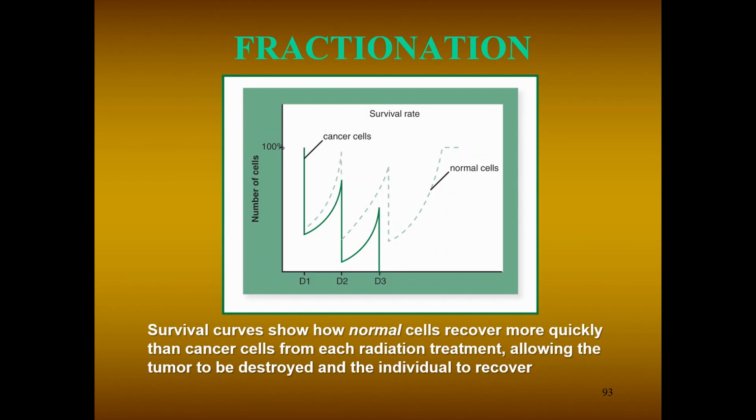The cancer cells do not recover as quickly as the normal cells, and then you do another dose. The cancer cells decrease so much that they're not on the map anymore, so they're all gone, and the normal cells are not all gone, and they can regenerate. So the survival curve shows how normal cells recover more quickly than cancer cells from each radiation treatment, allowing the tumor to be destroyed and the individual to recover, ideally cancer-free.